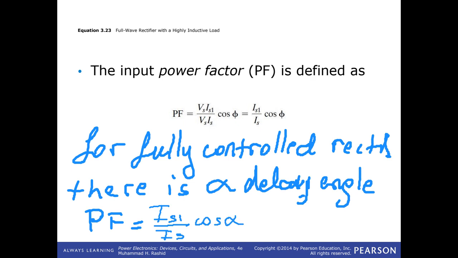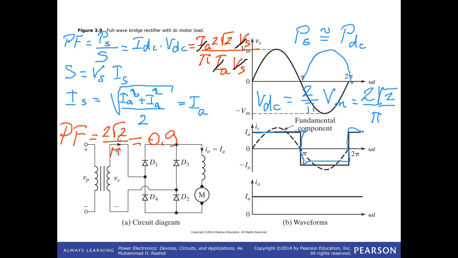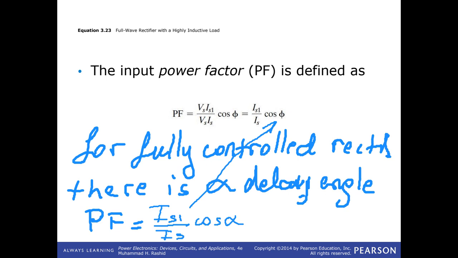Okay? Evet, burayı basit Fourier analizi yapmadan, without a Fourier analysis you can solve it. But with Fourier analysis also we have seen that IS1 is equal to 0.9 times IS. So it's 0.9 times cosine alpha. Cosine alpha is 1 for diode. So power factor is 0.9.